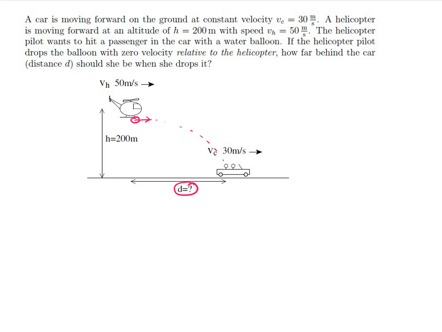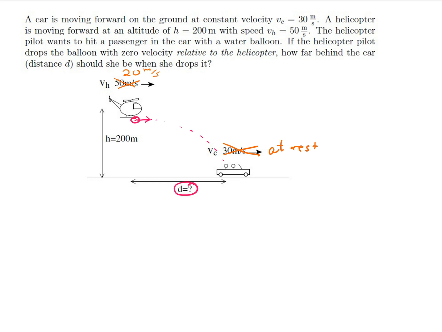So there's a couple different ways that you could approach this problem, but one way that I think makes it a little bit easier is to think of yourself in a reference frame where you're moving at 30 meters per second along with the car. So you're watching this whole thing from maybe another car next to this car. And so from your reference frame, the car is not moving at all. The car is at rest. And the helicopter is moving at 20 meters per second relative to the car. And thinking about it this way makes the math a little bit easier.